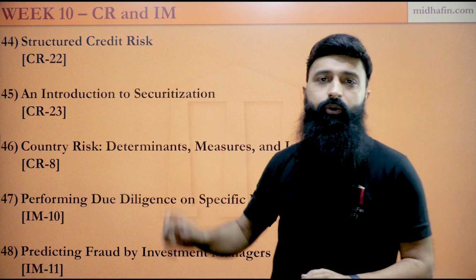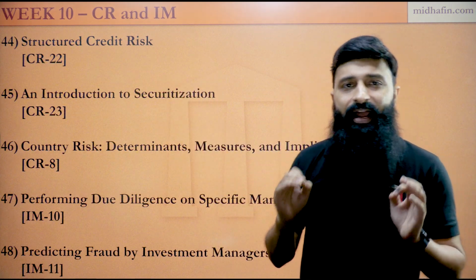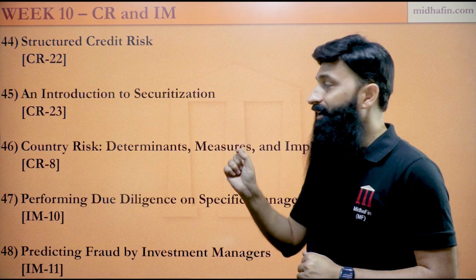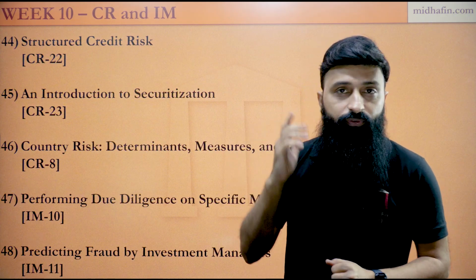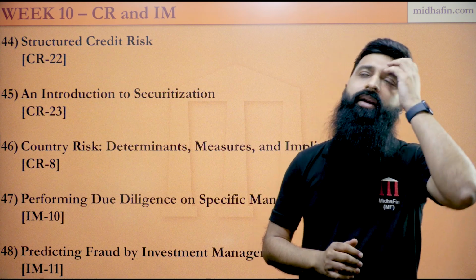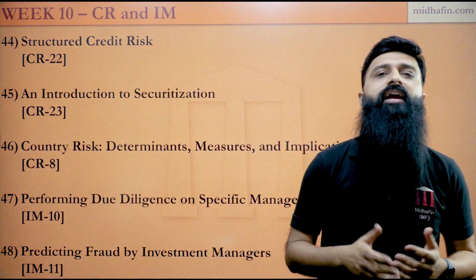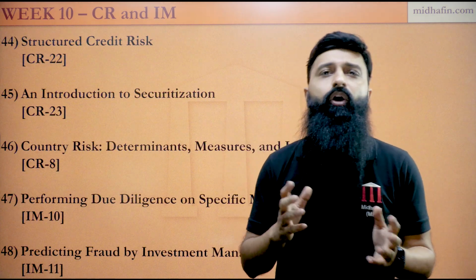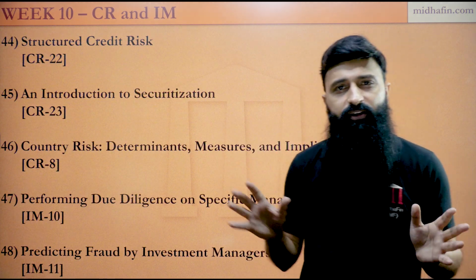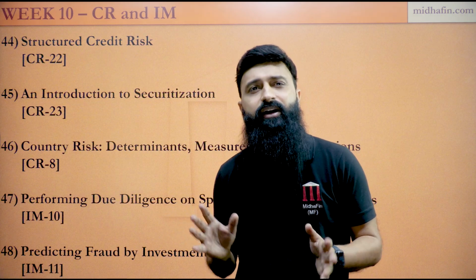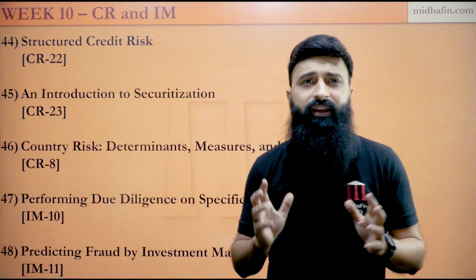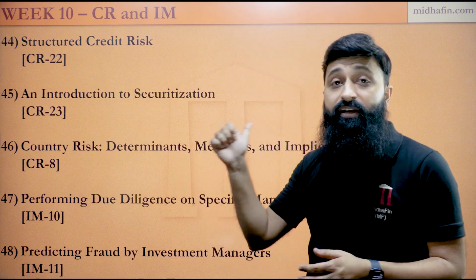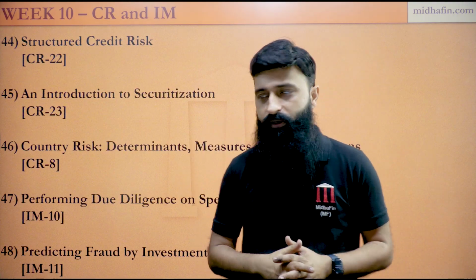So CR22, structured credit risk, it actually describes the common types of structured products, then tranching, waterfall structures, and who are the key participants in the securitization process. Okay, then there will be concepts like excess spread, default probabilities, risk factors, different kinds of risk factors impacting different kinds of structured products. Okay, so it will give you a foundational idea of structured credit products and the risks associated with those products.